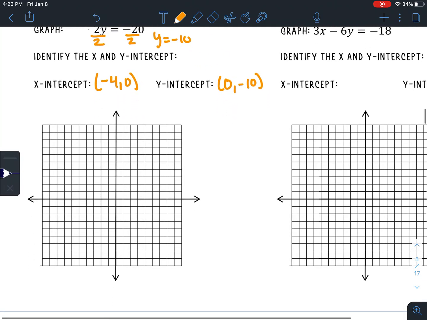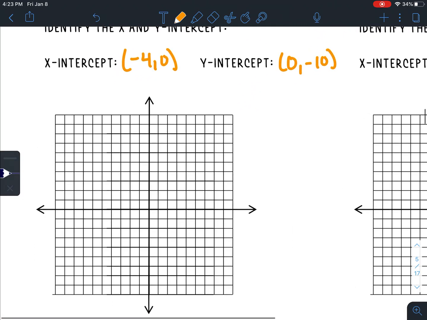Now we've got to take those intercepts and graph them. So my x-intercept is -4. That means I'm counting over 4 and putting that dot. The y-intercept is -10, so I'm counting down 10 and putting my dot. And again, just as we've always done, connect my two dots.